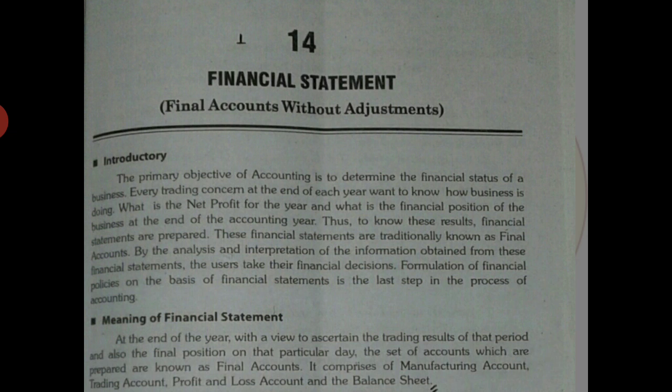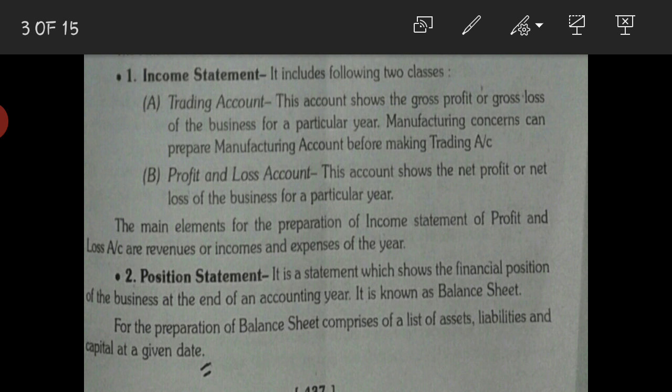For this, two accounts and one statement are made. Namely, the income statement, which comprises two accounts, the trading account and the profit and loss account. The trading account relates to purchasing and selling of commodities, either purchasing or manufacturing or producing something. If it is a manufacturing unit, then the cost of goods sold is found out and the net sales, from which we find the gross profit.